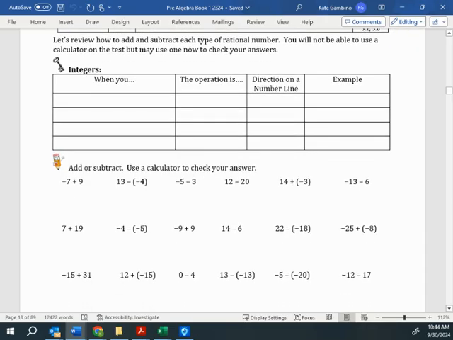You will not be able to use a calculator on the test, but you may use one now to check your answers. So we're going to check answers when we do our homework, but on the test, you won't have that opportunity.